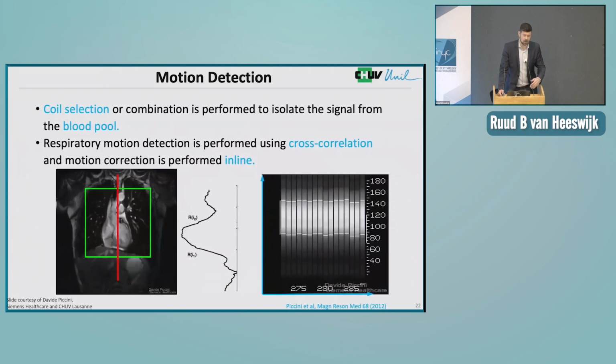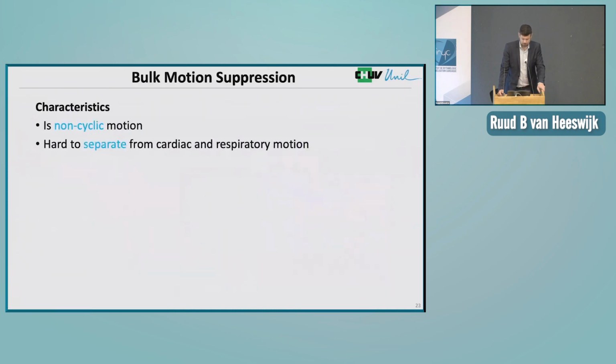And of course, there are many different techniques that did similar things to self-navigated data. Finally, there's also bulk motion. So when the patient really shifts and so on. So non-cyclic motion, what people that study the brain often look at, right? When they just turn the brain once and so on. And this is very hard to separate from cardiac and respiratory motion.